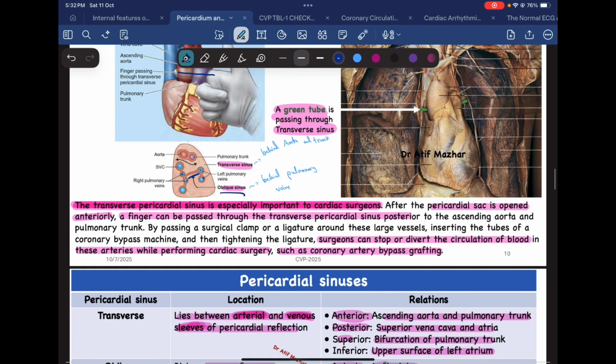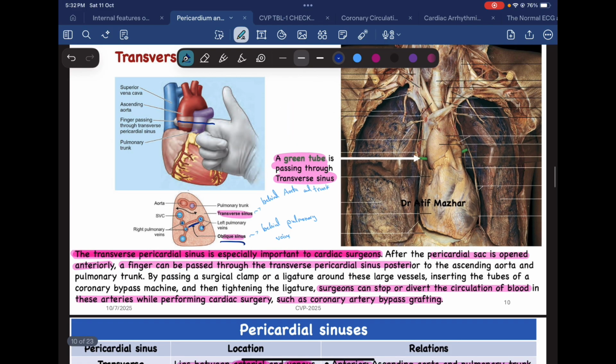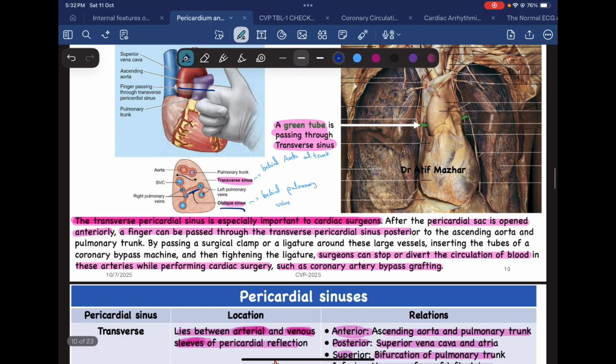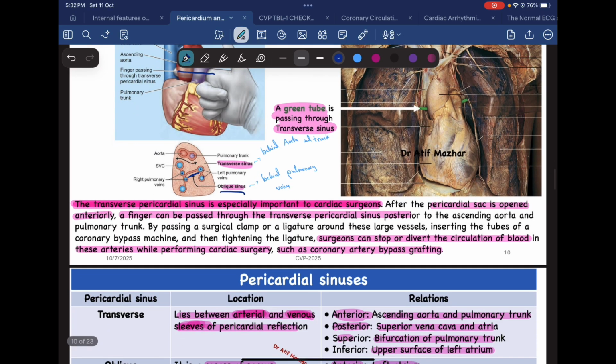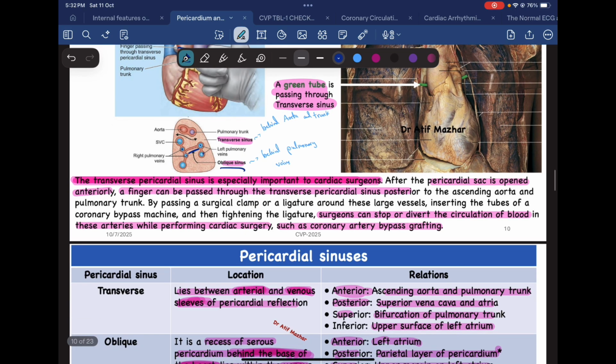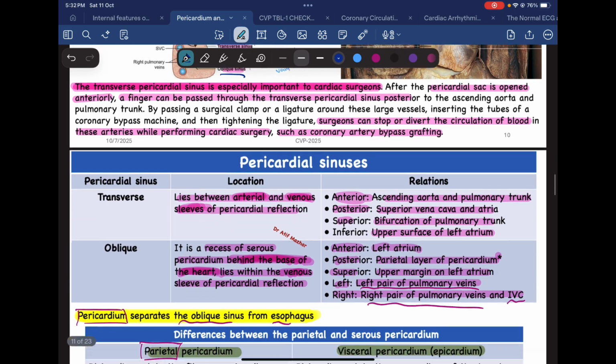Surgeons clamp the big vessels, the aorta and the pulmonary trunk, so they can stop or divert the circulation of blood, so they can perform cardiac surgery, such as bypass of the coronary artery and grafting.